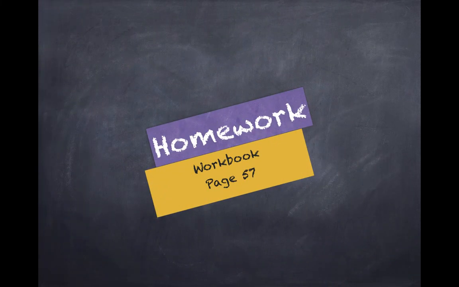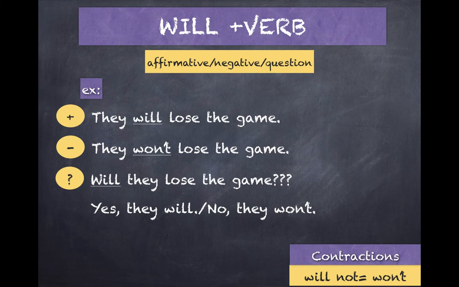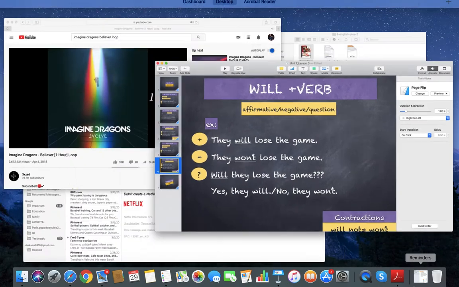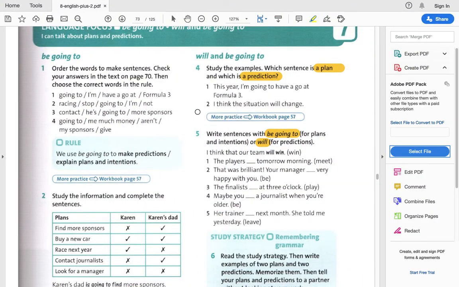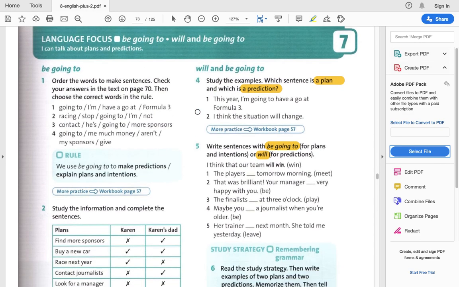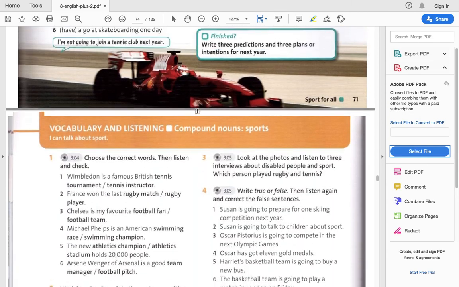Let's move on further. Now I'm going to go with some exercises first in the student's book. There you go. And that's your student's book. Language focus on page, let me show you the page, 71.